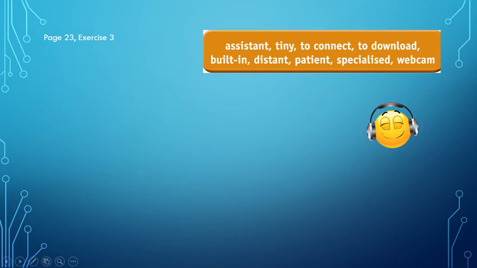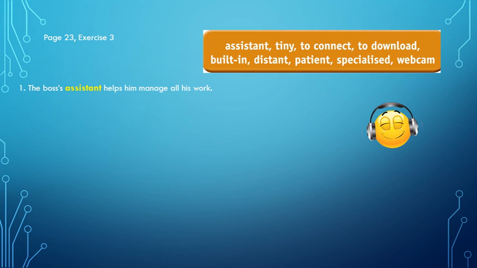And here we are going to start with the new vocabulary items or new words. Look at the first one here. Assistant, tiny, to connect, to download, built-in, distant, patient, P-A-T-I-E-N-T, patient, specialized, and finally webcam. Okay, now we will listen to these words in context, then we are going to Module 3, page 23, exercise 3.